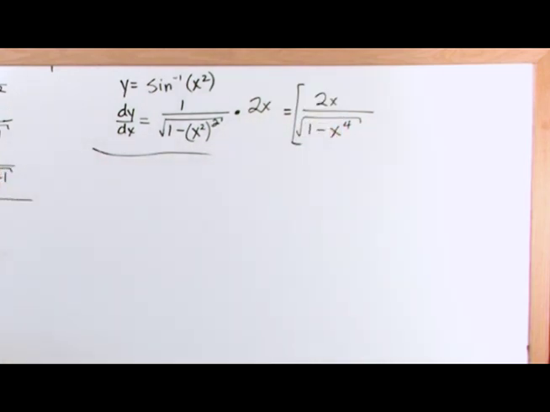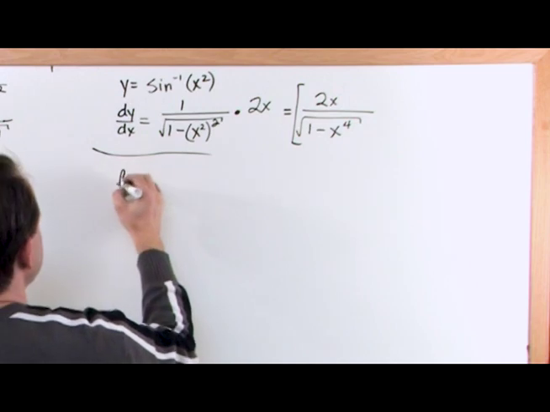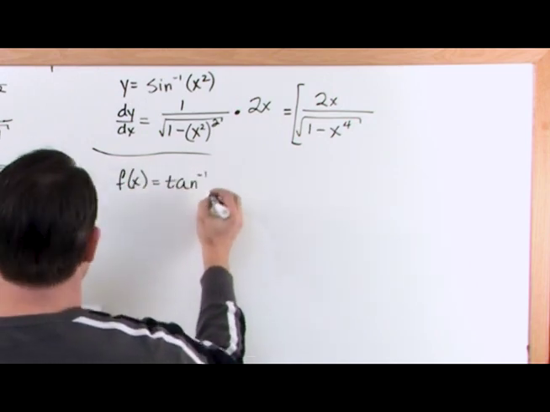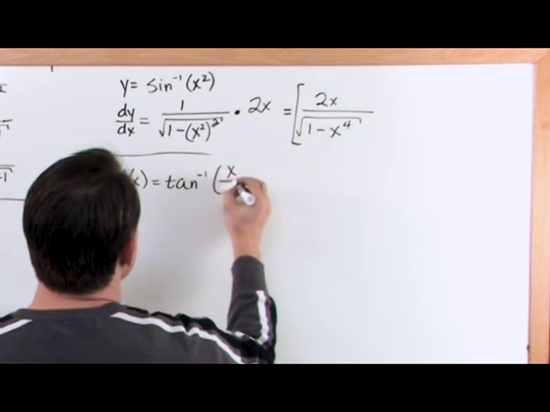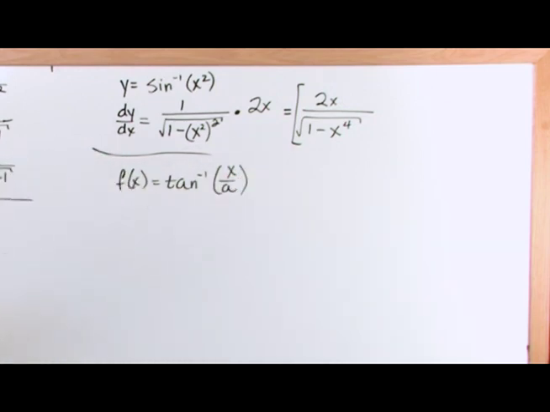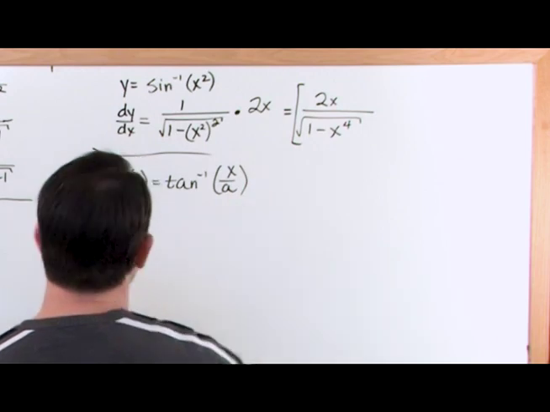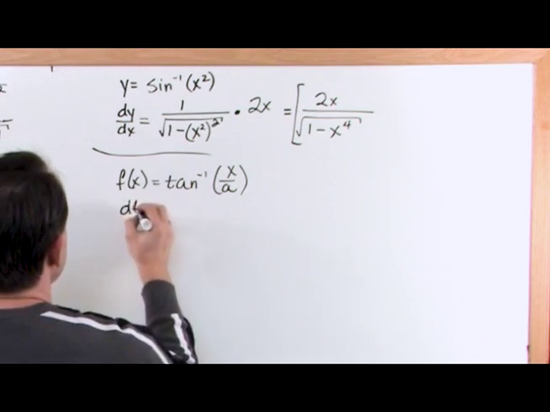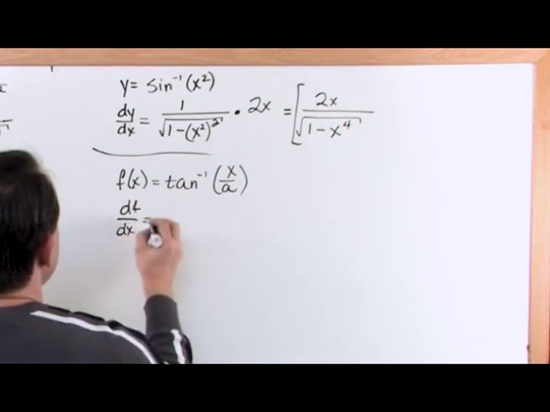Now, what if I had a function f of x is equal to the inverse tangent of x over a? A is just a number. It's a constant. I don't know what it is, but I know that it's a number. And I want to take the derivative of that. I would say df dx is going to be equal.